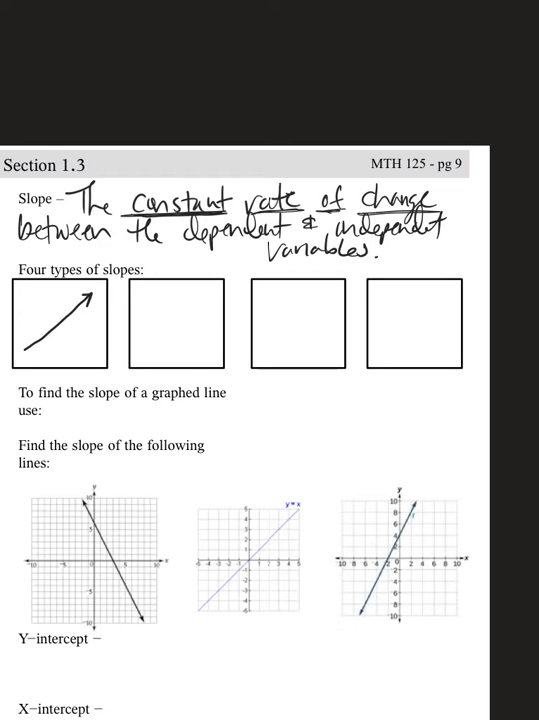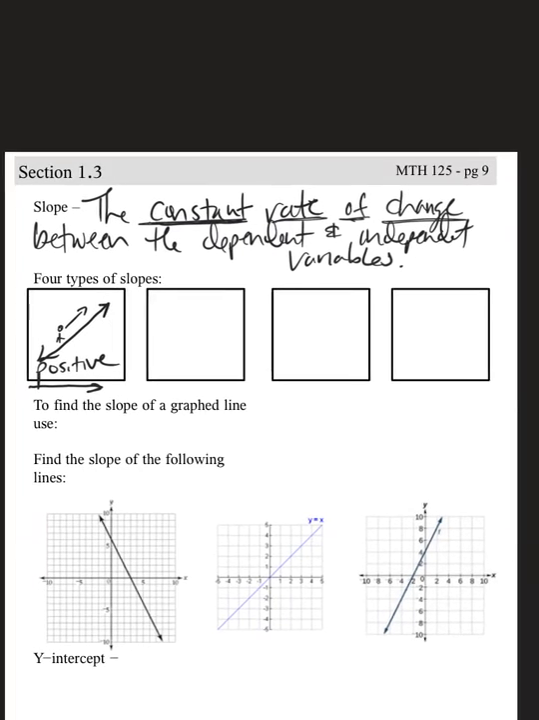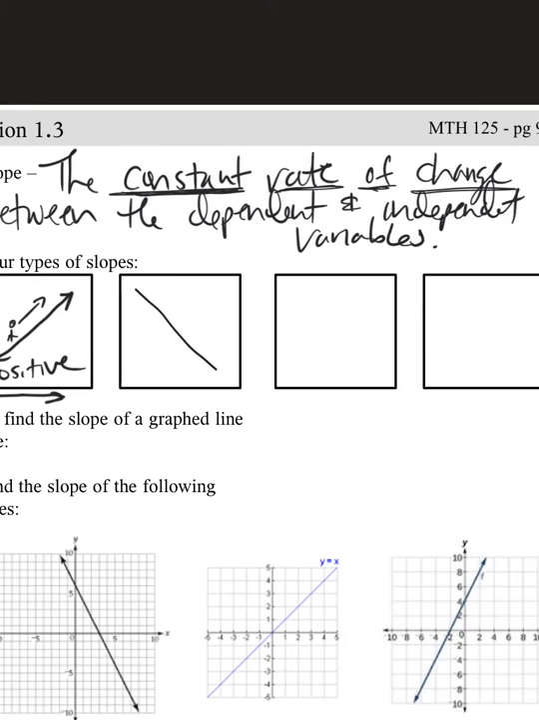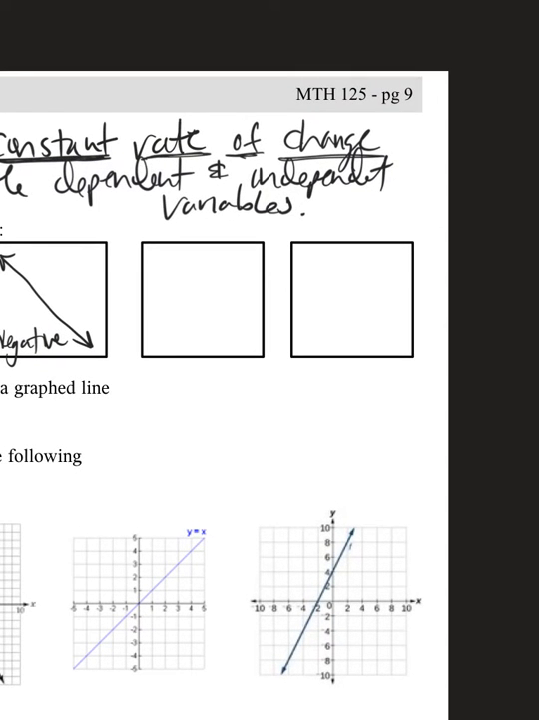Whenever you are trying to identify what kind of slope you have, you always have to think about a person that's moving from left to right. In this case, if the person is moving left to right, they were going uphill. This is a positive slope. This would be a negative slope. This would be zero slope. It's supposed to be a perfectly horizontal line. And this we call undefined slope.